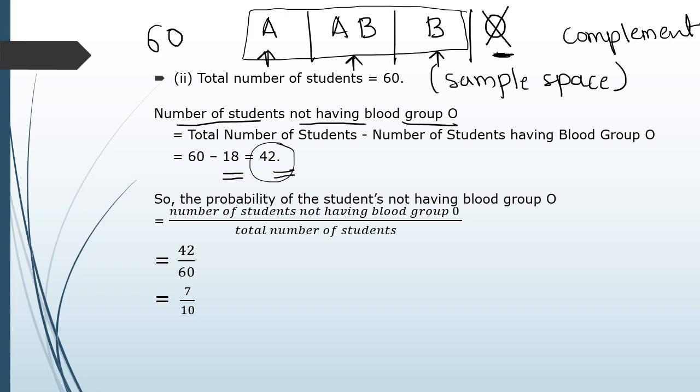So the probability of students not having blood group O is equal to the number of students not having blood group O divided by the total number of students. We have 42 divided by the total number, 60. After reducing it, we get 7 by 10. You can write it as 0.7 also, or keep it as 7 by 10.